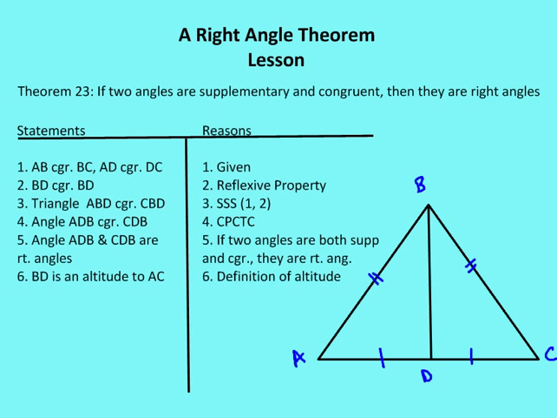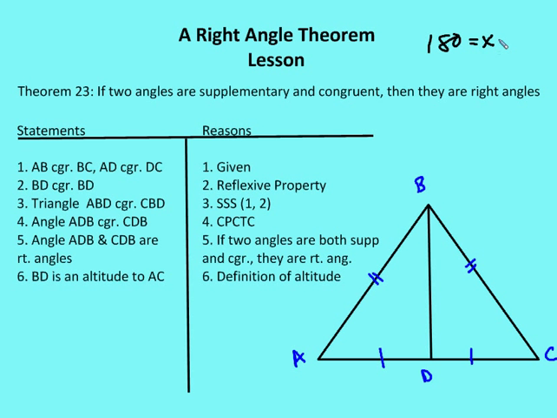And the theorem is, if two angles are supplementary and congruent, then they are right angles. So if I have two supplementary angles, I know that those supplementary angles add up to 180 degrees. And if they're congruent, I know that they're the same measure. And if they're the same measure, then it's going to be half of 180 degrees. So I have two angles that add up to 180 degrees.